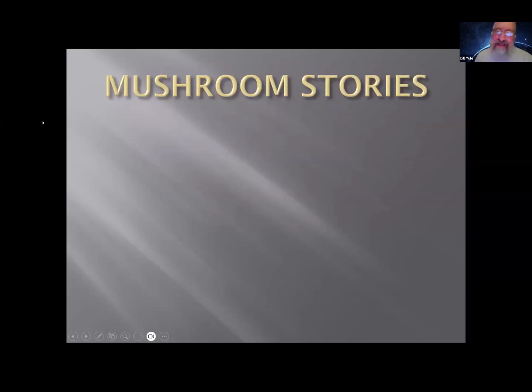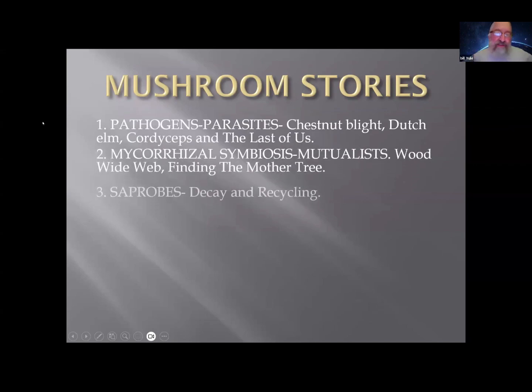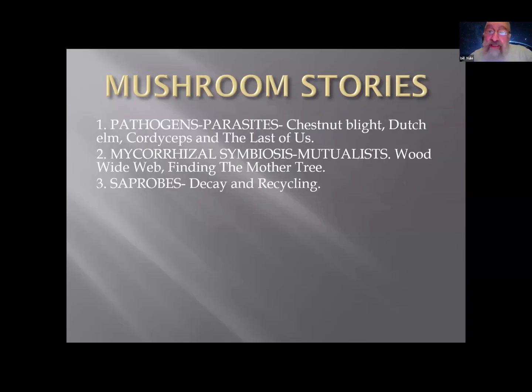So I'm going to jump right in here and start by saying that these are the three stories that we see most often when we look a little bit past identification and edibility and we start investigating the ecology of fungi. And the first big story is really the story of pathogens. A good example of that is the chestnut blight, in which a fungus killed all the American chestnut trees for the most part in North America. That was an introduced fungus.